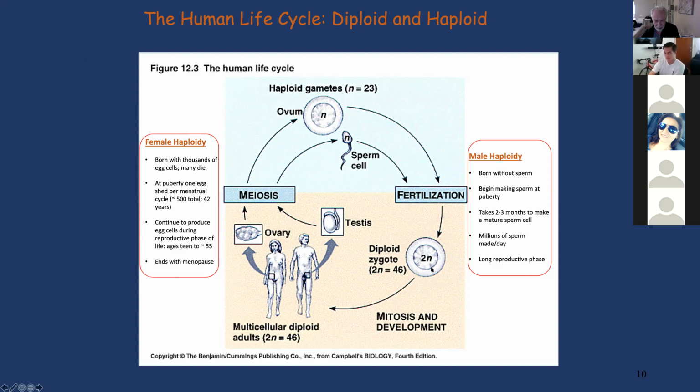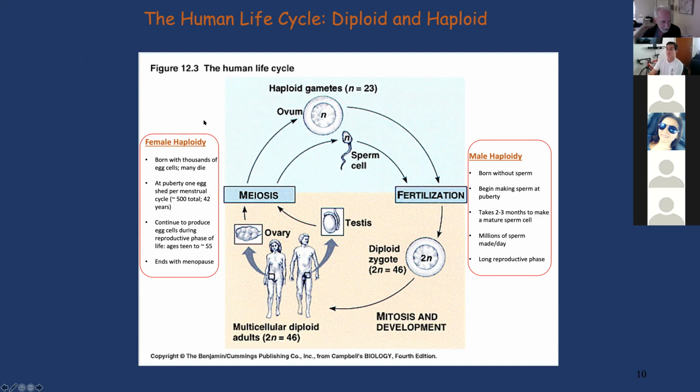And this diploid cell goes ahead and divides and develops into full-blown humans, which have their own sex organs. Males have testes, females have ovaries. So within their sex organs, meiosis occurs, producing the haploid cells again. There's a distinct difference between female haploidy and male haploidy.